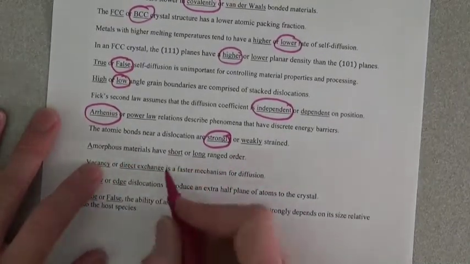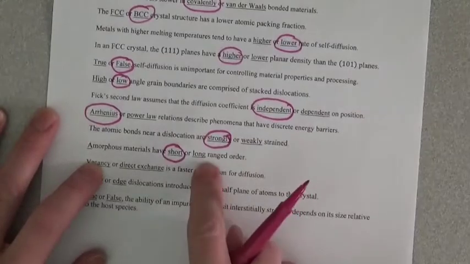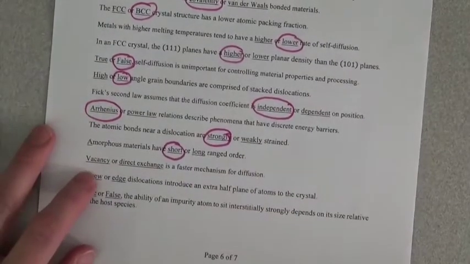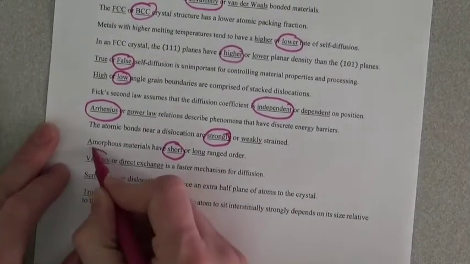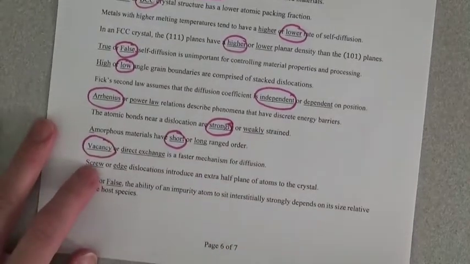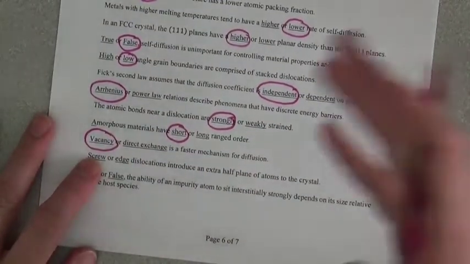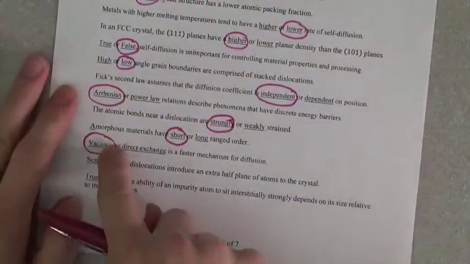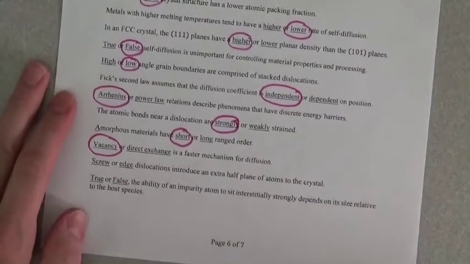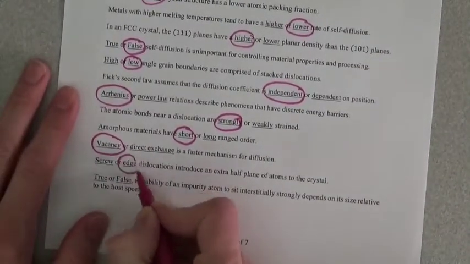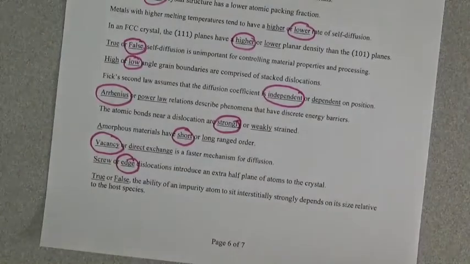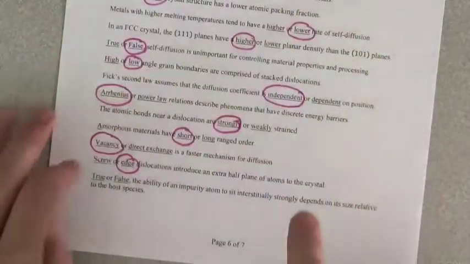Amorphous materials have short range order but no long range order. Vacancy mechanisms are much faster than direct exchange because these vacancies allow atoms to hop into a vacancy site without having to actually switch places with an atom. They're just switching with a hole in the lattice. Edge dislocations introduce an extra half plane of atoms to the crystal. The screw ones do not. They are just a shear to the lattice.